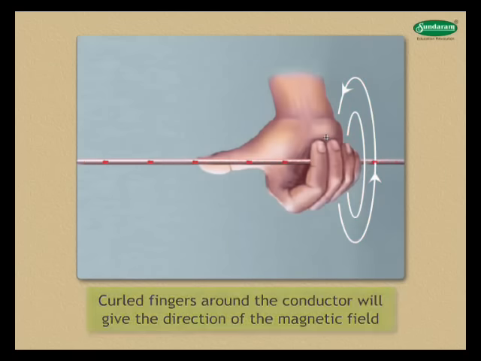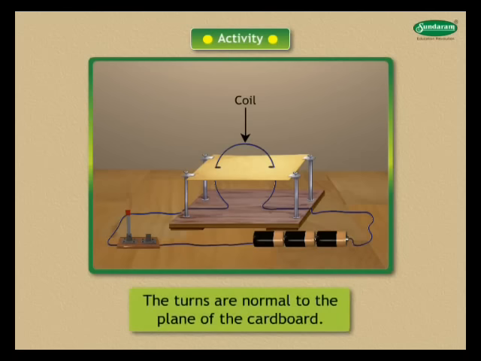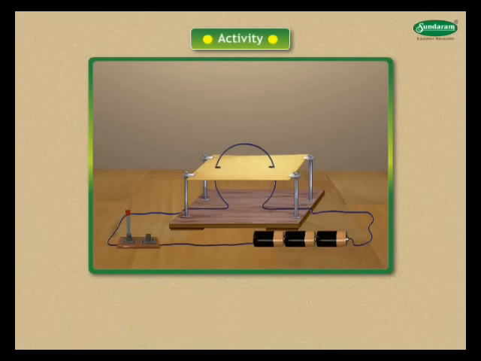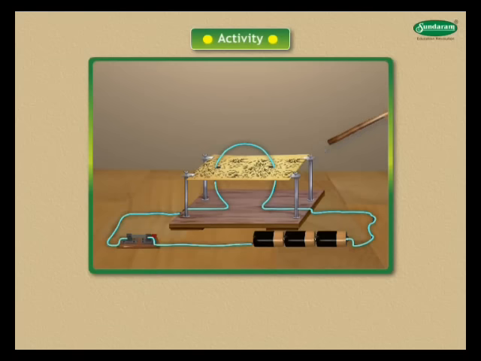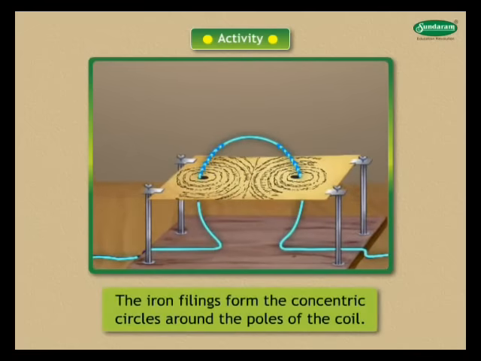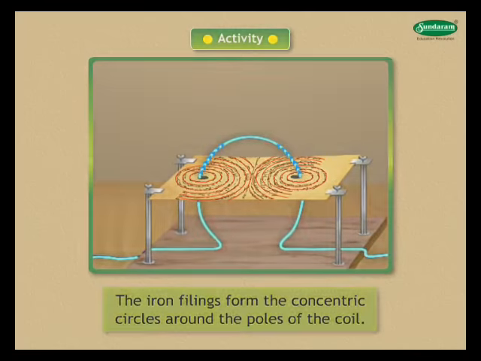Insert the coil through the holes such that the turns are normal to the plane of the cardboard. Connect the 2 ends of the coil in series with a battery, a key and rheostat as shown. Sprinkle iron filings uniformly on the cardboard. Plug the key, tap the cardboard gently. Observe. As the key is plugged, the iron filings form concentric circles around the poles of the coil.